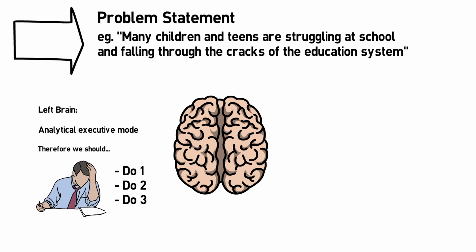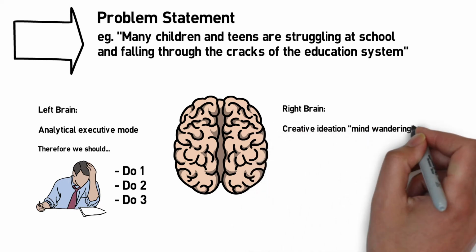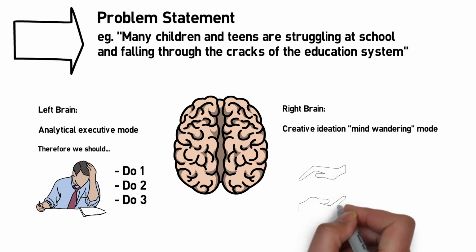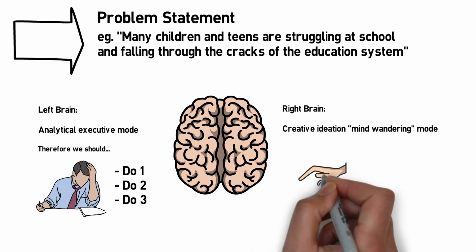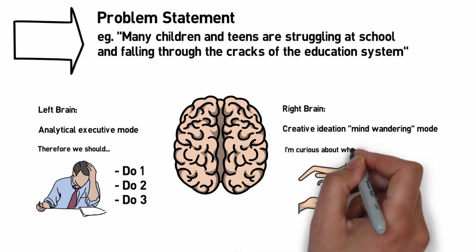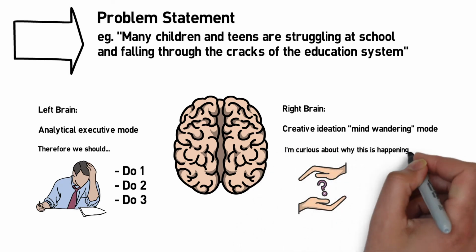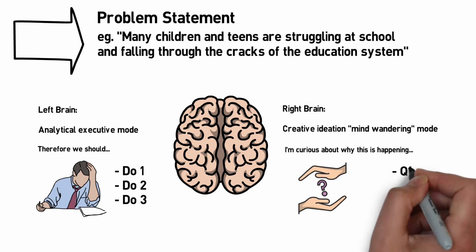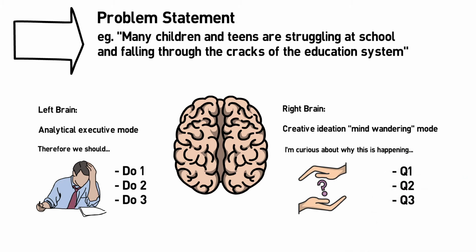The right brain, or our mind-wandering mode, where we're able to creatively innovate and ideate, involves a mindset where we approach a problem open-mindedly. We say things like, I'm curious about why this is happening. And we come up with a range of questions. We're not trying to do anything yet, we're just asking the question.